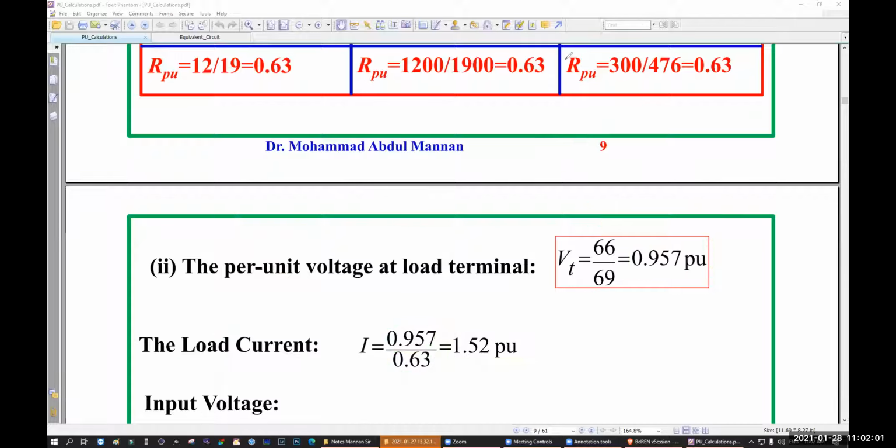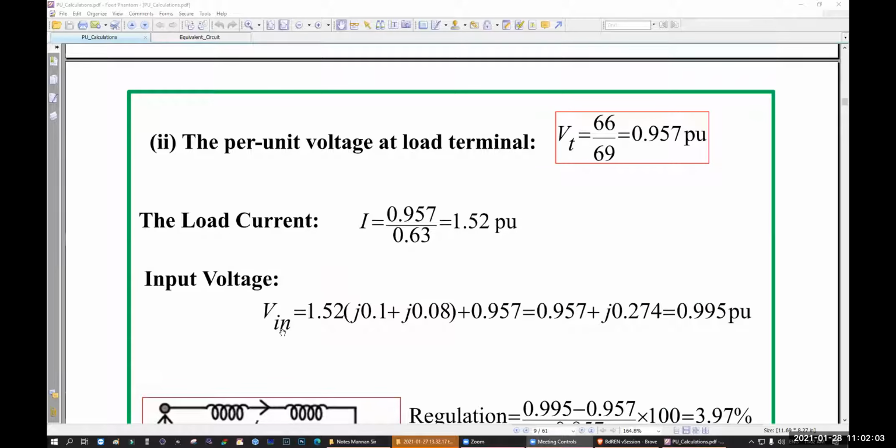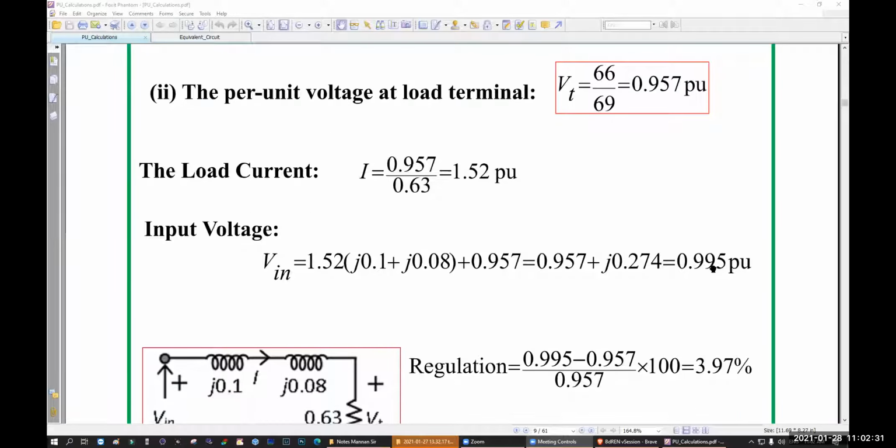Okay. Now the input voltage, how much will our input voltage be? V in is equal to 1.52 times (j0.1 plus j0.08) plus 0.957, equal to how much? 0.957 plus j0.274, which is equal to 0.995 per unit.